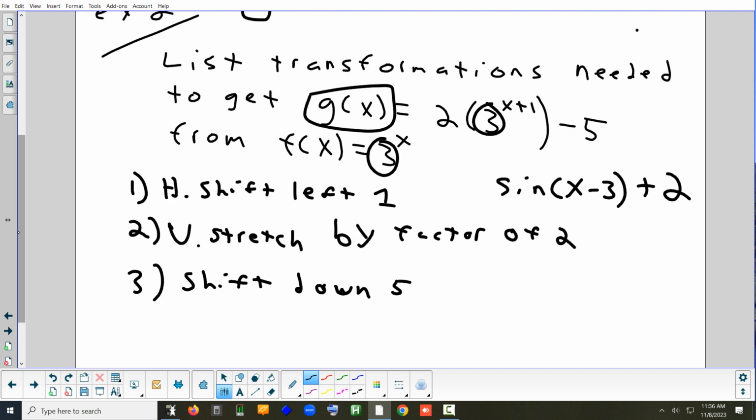Any question on the transformations? Yeah. If we did have B, what does B affect? That's the horizontal stretch. Thank you.